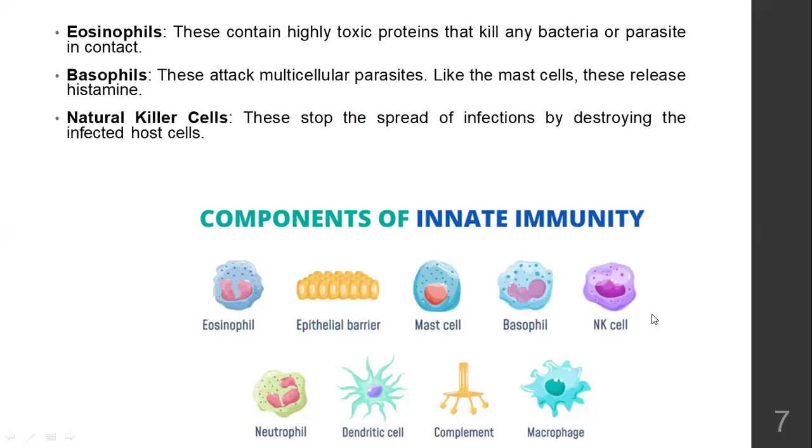Then we have natural killer cells. They stop the spread of infection by destroying the infected host cell, just like how interferons work. Once the bacteria has invaded a particular organ, if the person has any form of infection, even in a single cell, it works by the process of apoptosis. Apoptosis means cell suicide. If a cell is infected, it will kill itself so that it is not spreading the infection.